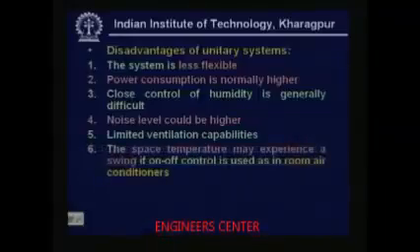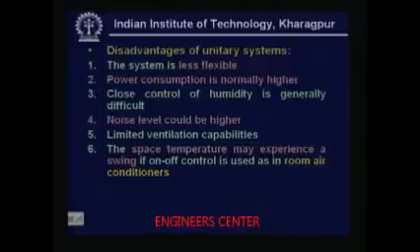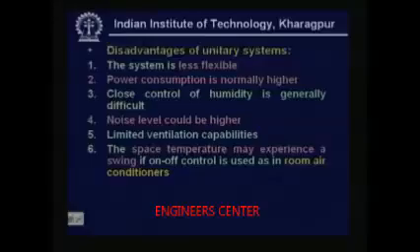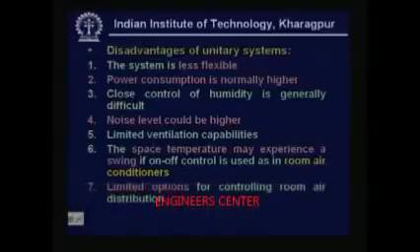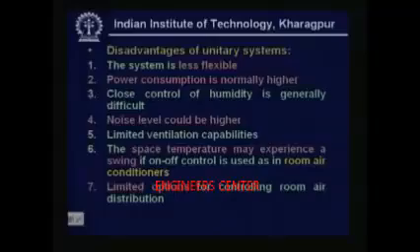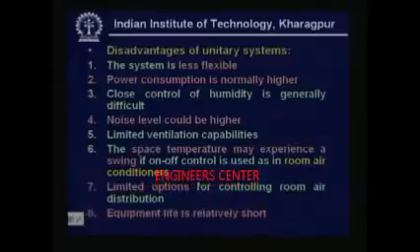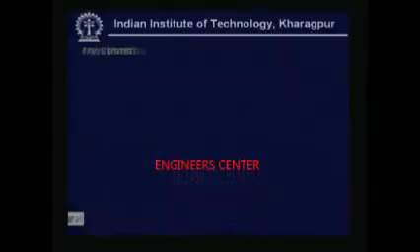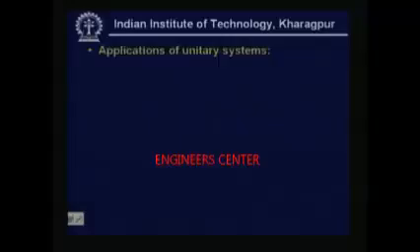And the space temperature may experience a swing if on-off control is used as in room air conditioners. The swing could be as high as 1 to 2 degrees, particularly in room air conditioners. And limited options for controlling room air distribution. So you may not be able to get perfect room air distribution using these systems. So these are the disadvantages of unitary systems. And equipment life is relatively short compared to central systems. Now, what are the applications of unitary systems?